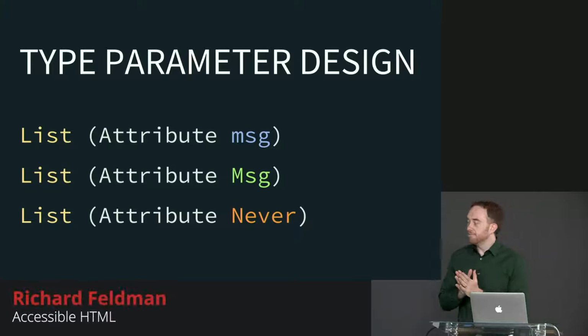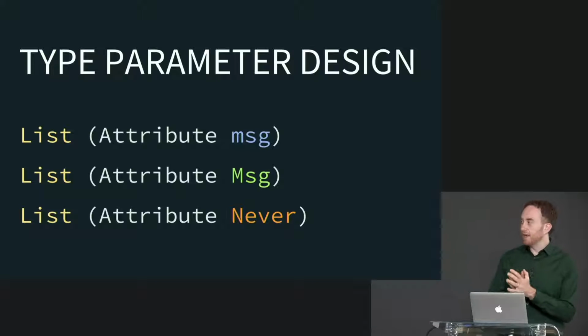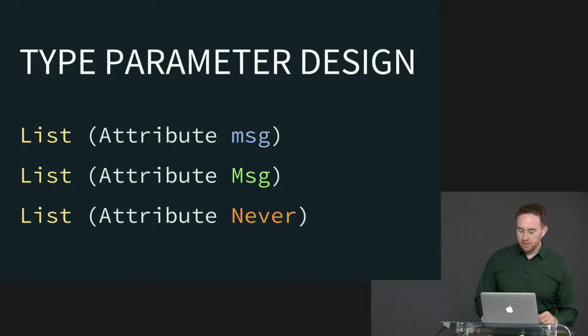Type parameter design. So here are three different ways we could write a function to take a list of attributes, and they all have different trade-offs. One is taking a list of attributes with an unbound message type. The middle one is taking a list of attributes with a concrete message type, that is our actual message type. And the third one is taking a list of attributes with the never type. If you're not familiar with never, fear not, we're about to get into it.